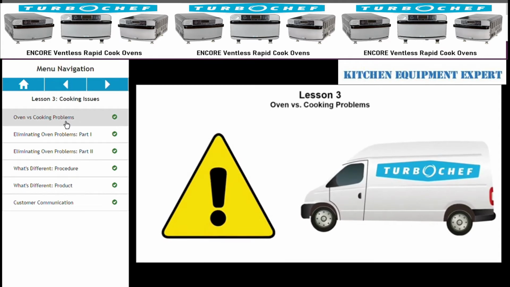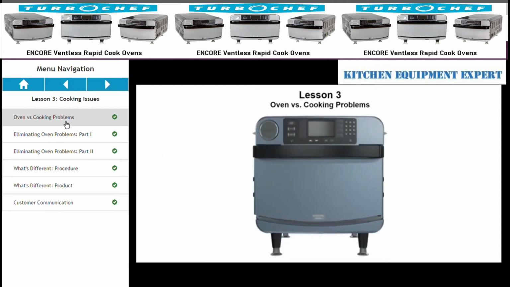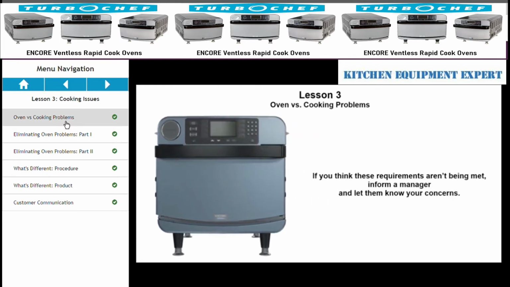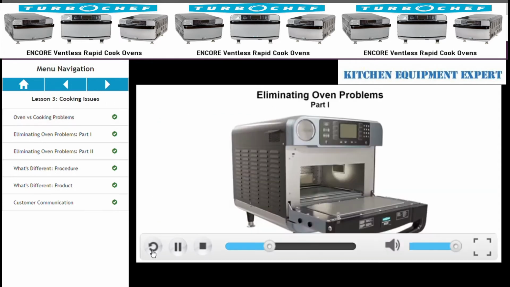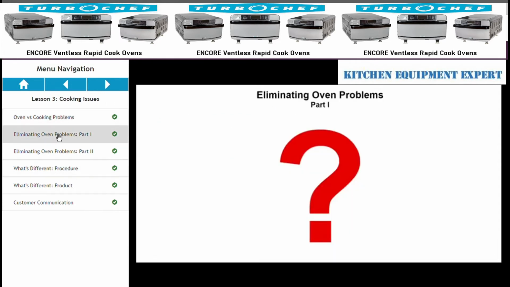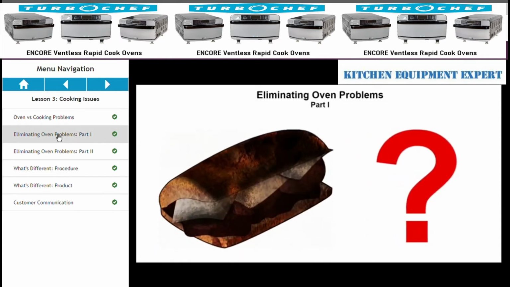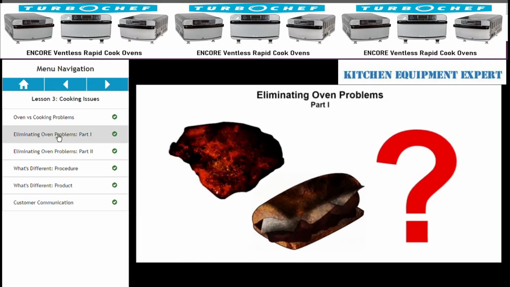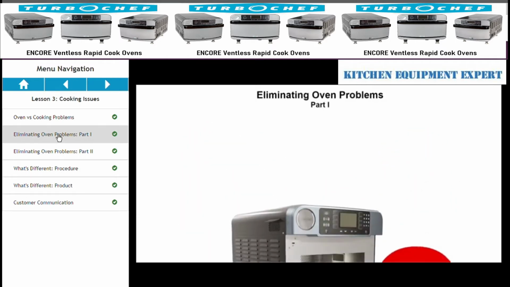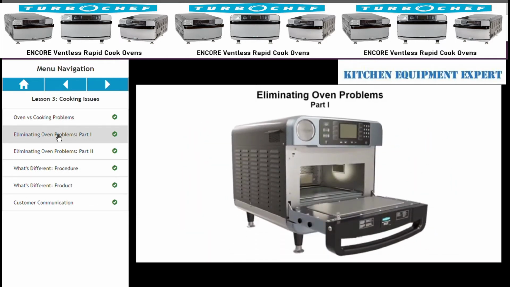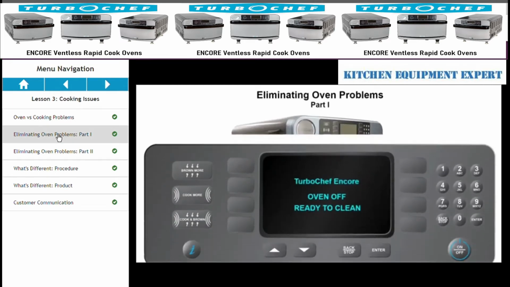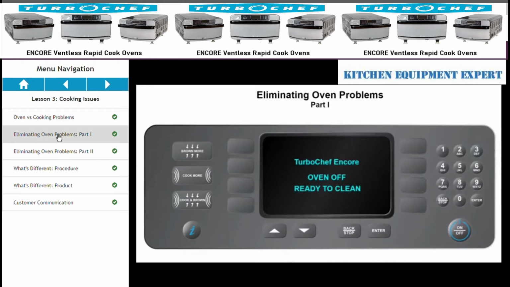The first thing to do is eliminate any oven problems. Proper operation, cleaning and maintenance prolongs the life of the equipment and helps to avoid costly service calls. One question to ask to determine if there is an oven problem is: does the problem occur with only one product or with everything being cooked? If the answer is everything, it may indicate a problem with the oven. If only one or two products have issues, then you should look at operational or product-related problems.